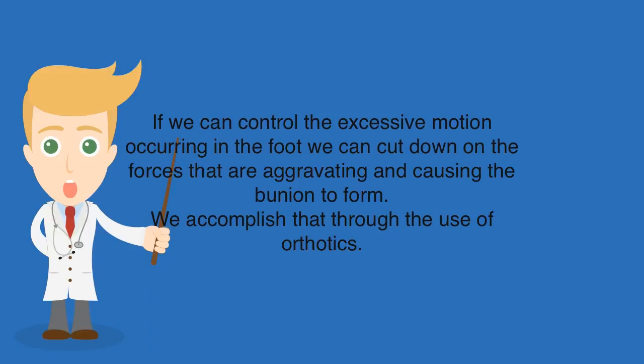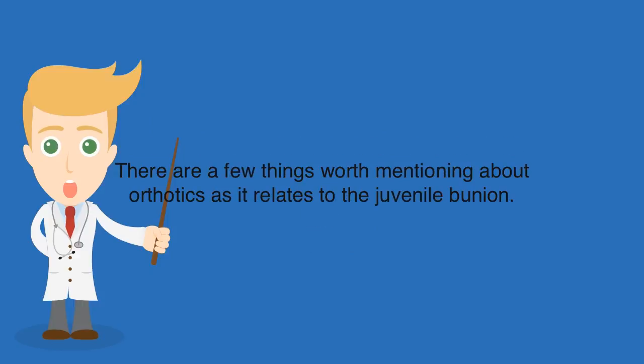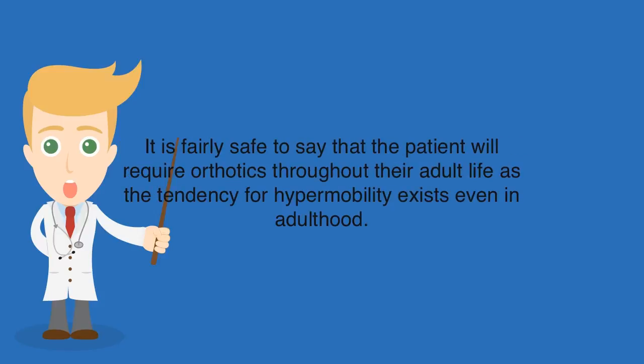We accomplish that through the use of orthotics. Not only do we cut down on the hypermobility, but we also create better alignment of the joint in an effort to cut down on the erosion of the joint. There are a few things worth mentioning about orthotics as it relates to the juvenile bunion. If the child has not finished growing, he or she is probably going to outgrow the orthotics in less than 2 years, which will require a new pair. It is fairly safe to say that the patient will require orthotics throughout their adult life, as the tendency for hypermobility exists even in adulthood.